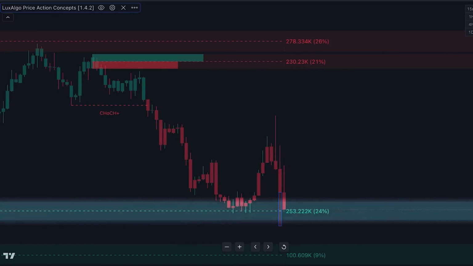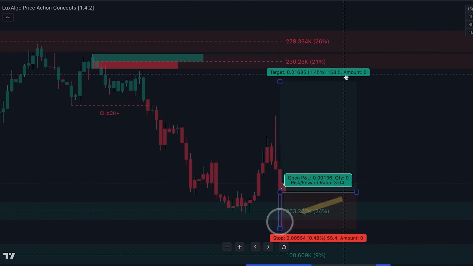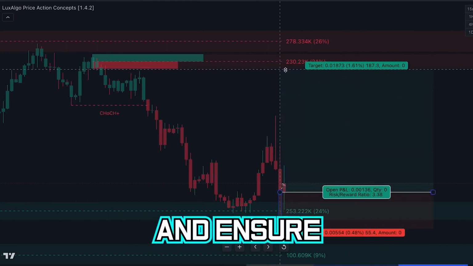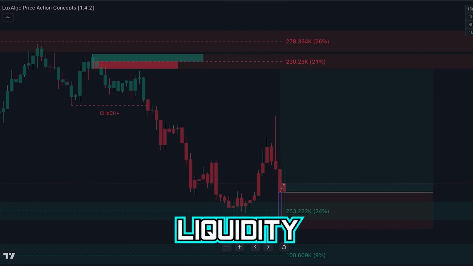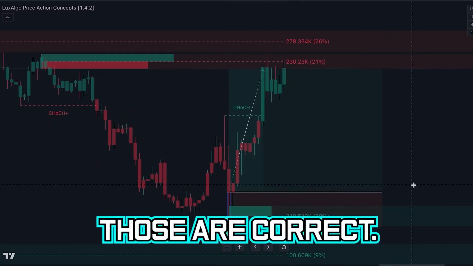So if price trades into an order block, you might want to wait for price to have a liquidity grab from that order block in order to have a strong reaction. Or you could also go into settings and ensure that the indicator only shows bearish liquidity grabs if it's in a premium zone, increasing the probability those are correct.